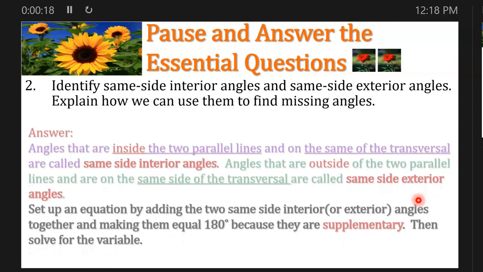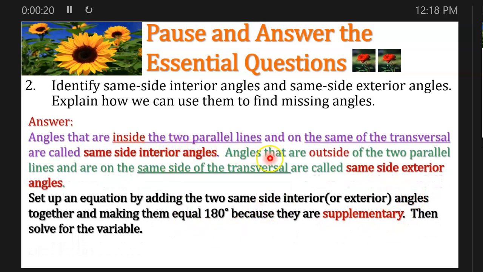All right. So angles that are inside the two parallel lines on the same side of the transversal are called same side interior angles. Angles that are outside of the two parallel lines and are on the same side of the transversal are called same side exterior angles. Set up an equation by adding the two same side interior or exterior angles together and make them equal to 180 because they are supplementary. Then solve for the variable.